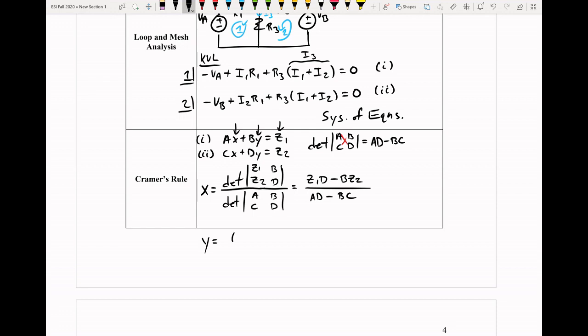Then down here, if we want to solve for Y, we'll leave the X column alone, and we'll come in here and replace the Y column with the knowns. And then in the denominator, we'll do the same thing that we did before with the denominator. So now this will be A Z2 minus C Z1 over AD minus BC.